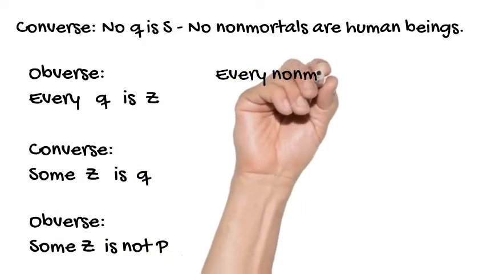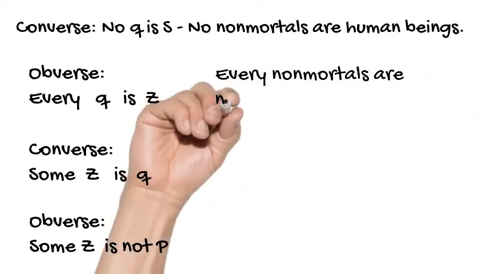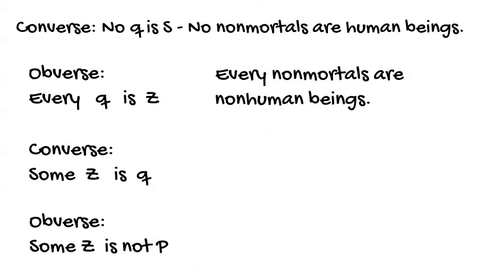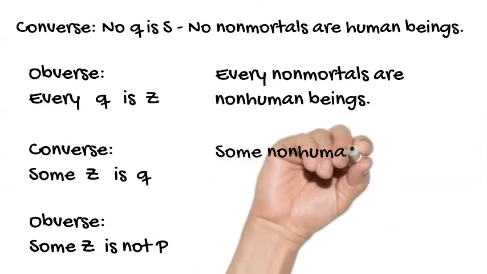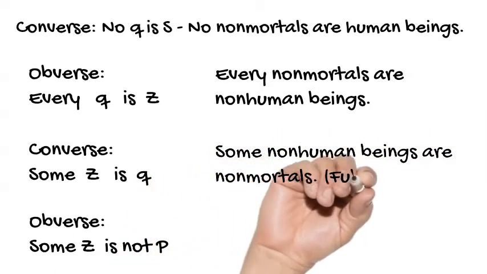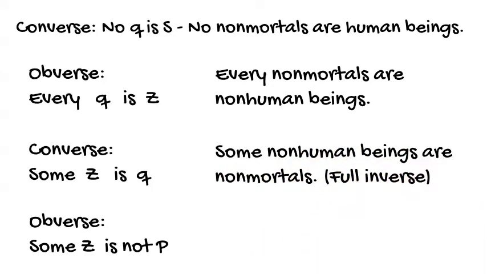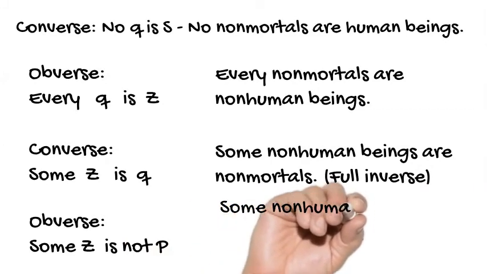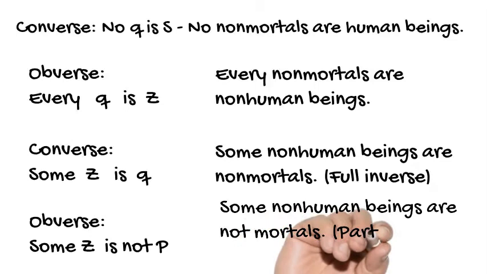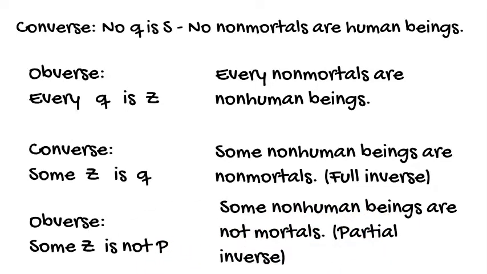So to apply, the obverse is every non-mortal is a non-human being, and the converse of it is some non-human beings are non-mortals, and that's the full inverse. And you obvert that converse, then you have some non-human beings are not mortals. And you have the partial inverse this time.